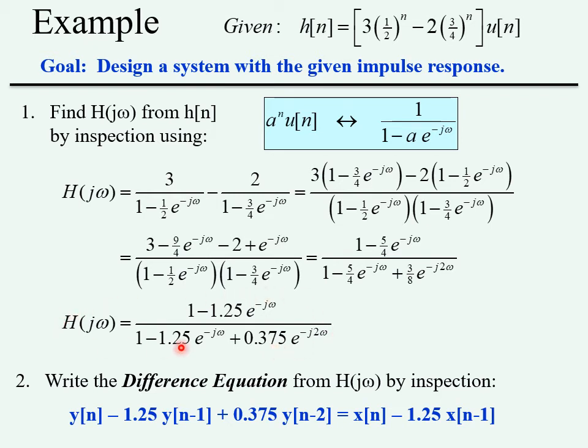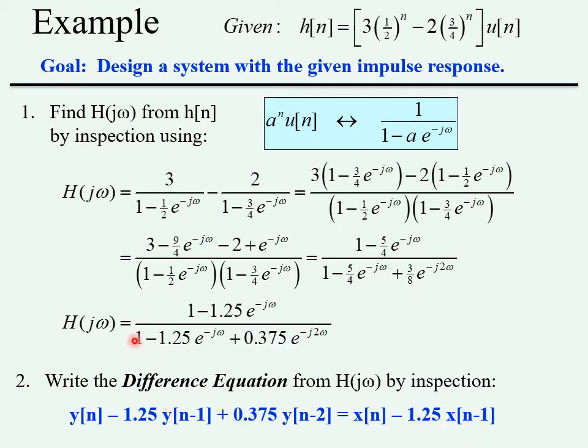So this is our frequency response, and the reason we wrote it like this is that from here we can write a difference equation for this system just by inspection. Remember that what goes on top determines the x side of the difference equation. So this 1 here gives us x of n. We have minus 1.25, and remember e to the minus j omega is a delay of 1, so we have x of n minus 1.